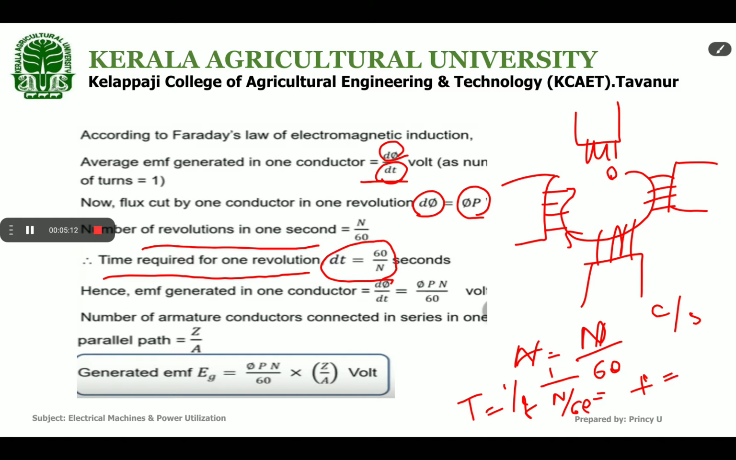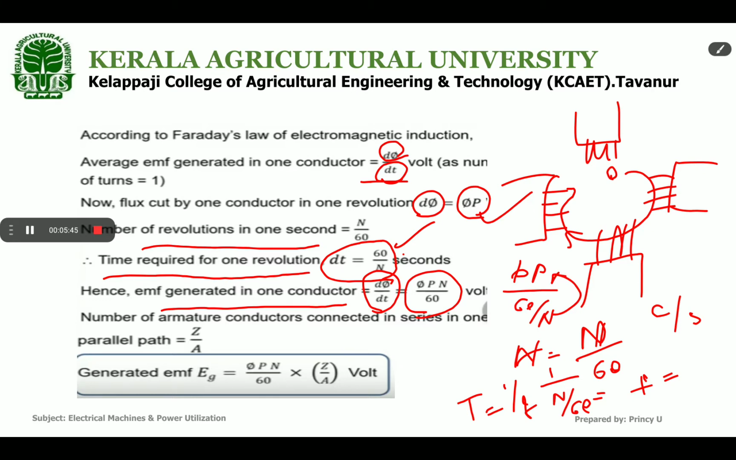Hence, the EMF generated in one conductor: now we can substitute these two equations, d phi and dt, into the EMF generated in one conductor, d phi by dt. That is phi P divided by 60 by N, so we can write it as phi P N by 60. N goes to the numerator, so phi P N by 60.